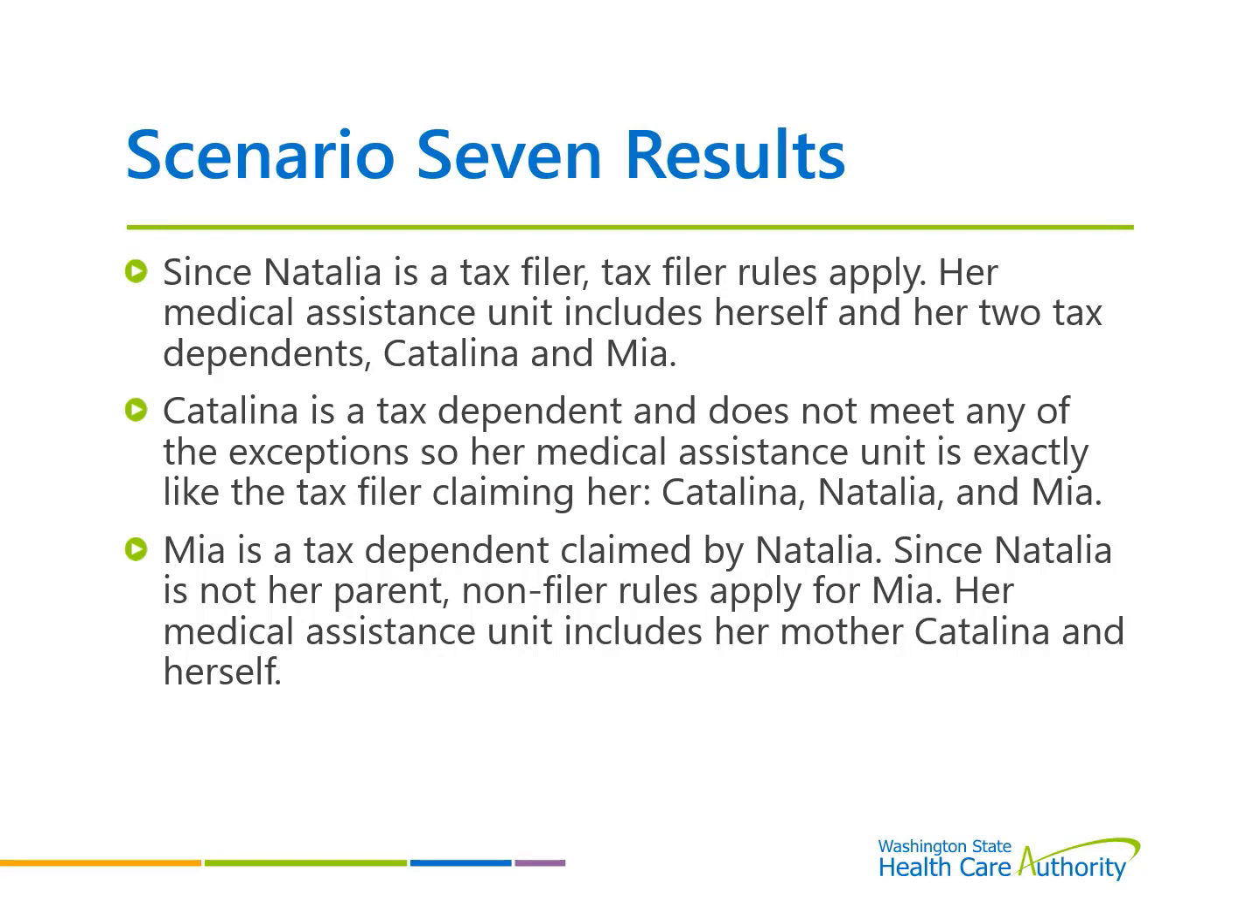Let's review this scenario. Since Natalia is a tax filer, tax filer rules apply. Her medical assistance unit includes herself and her two tax dependents, Catalina and Mia. Catalina is a tax dependent and does not meet any of the exceptions, so her medical assistance unit is exactly like the tax filer claiming her: Catalina, Natalia, and Mia. Mia is a tax dependent claimed by Natalia. Since Natalia is not her parent, non-filer rules apply for Mia. Her medical assistance unit includes her mother, Catalina, and herself.